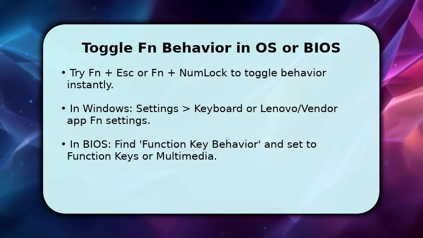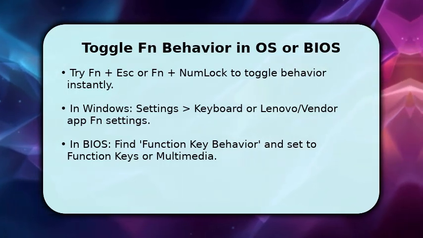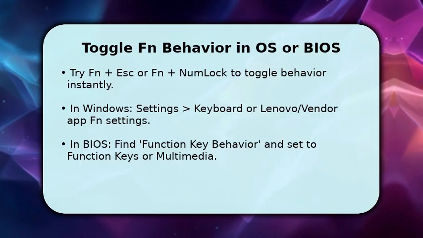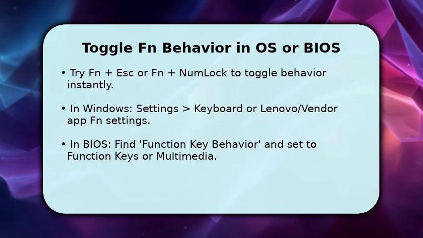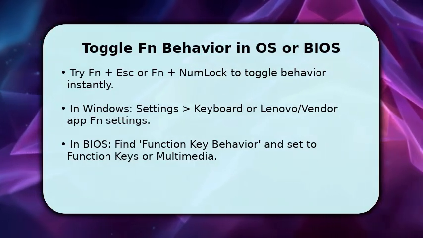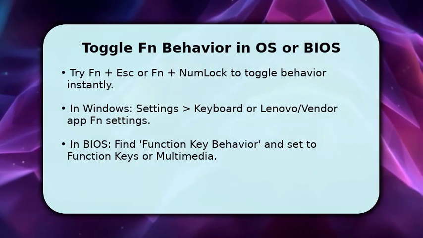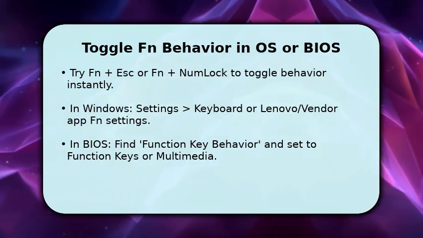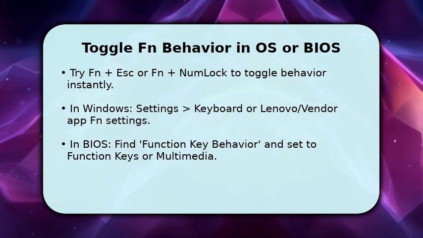If that fails, open your operating system keyboard settings or the vendor utility, Lenovo Vantage, HP Quick Launch, and change the default action. These apps expose a simple switch. If still unresolved, reboot into BIOS/UEFI, navigate to Advanced or System Configuration. Find Function Key Behavior, and choose Function Keys or Multimedia. Finish by saving any changes and rebooting.